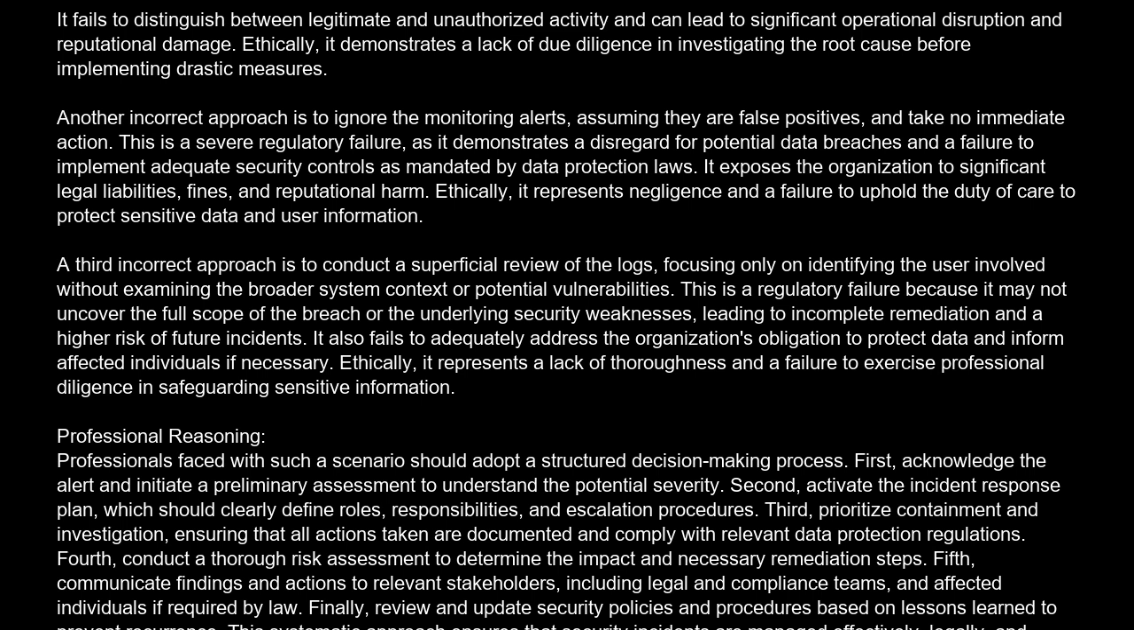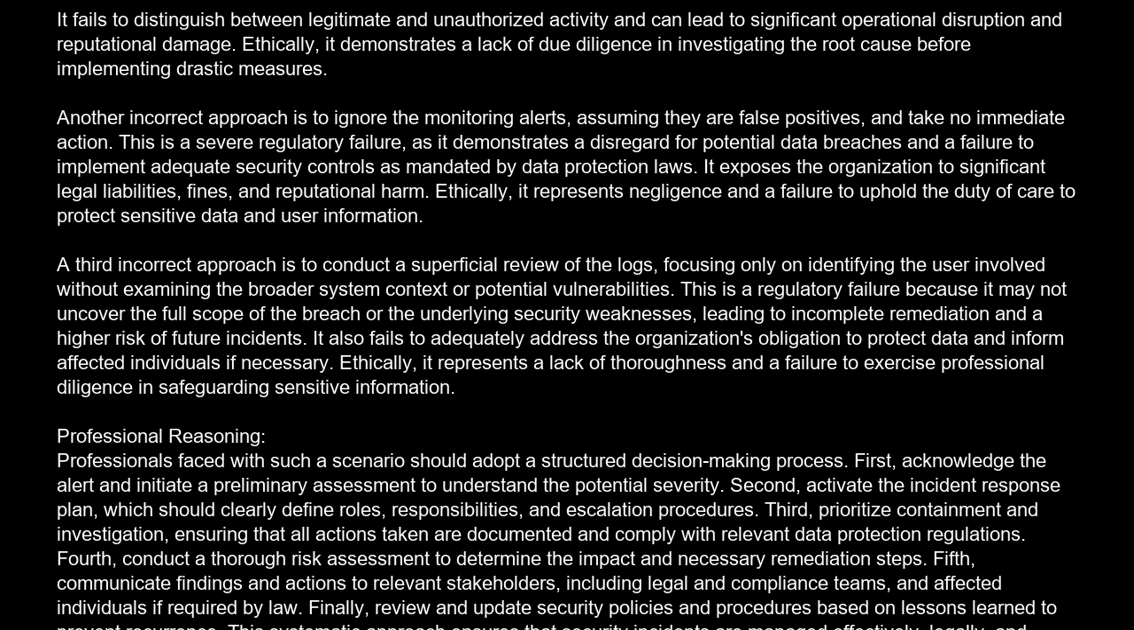Professional reasoning. Professionals faced with such a scenario should adopt a structured decision-making process. First, acknowledge the alert and initiate a preliminary assessment to understand the potential severity. Second, activate the incident response plan, which should clearly define roles, responsibilities, and escalation procedures.